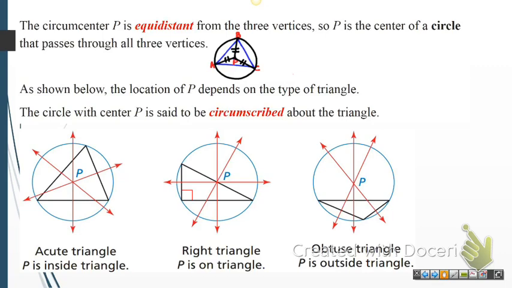So in the pictures below, the location of the circumcenter depends on the type of triangle, right? So you could have an acute triangle, a right triangle, or an obtuse triangle. In each one of these pictures, we've drawn the circumcenter. The circumcenter is the center of the circle. The circle goes around the triangle.